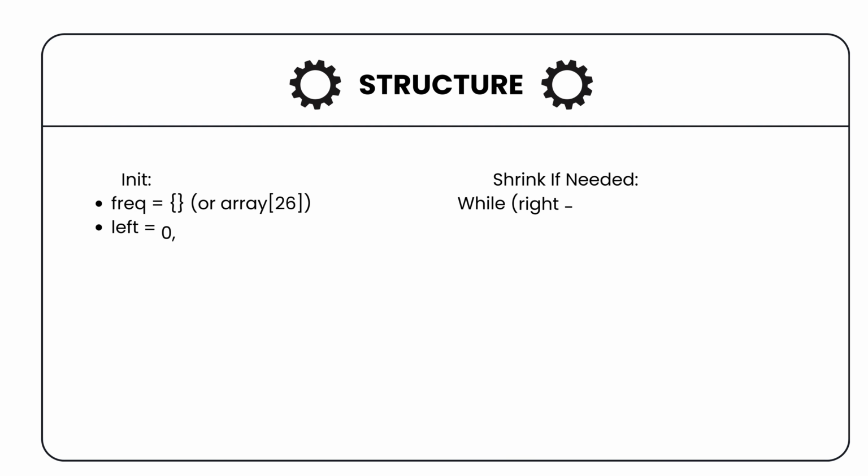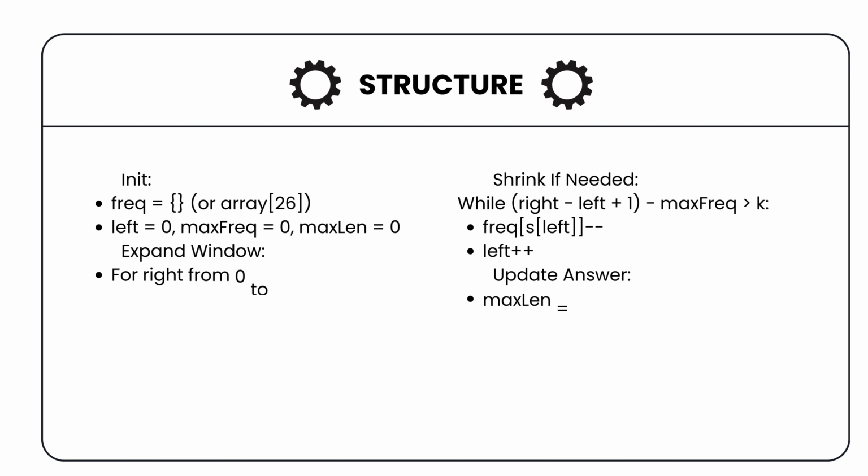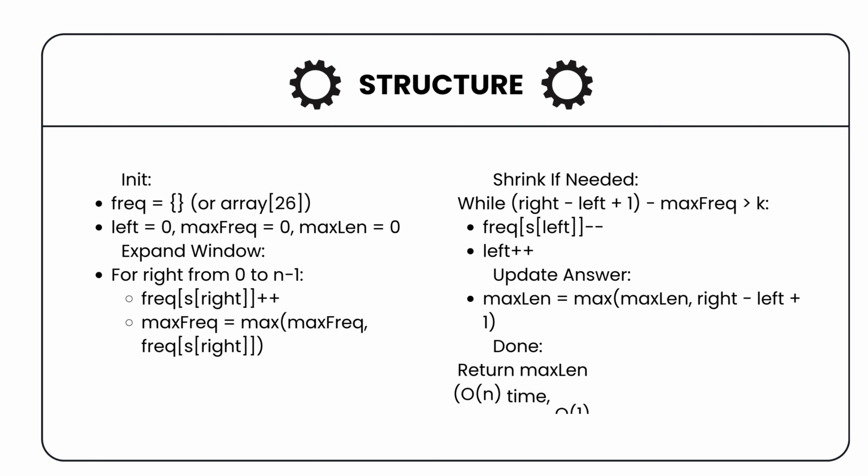Here's our game plan. Use a hash map or array to track the frequency of each character in the current window. Use two pointers, left and right, for the sliding window. For each step, expand the window by moving right. Update the count of the most frequent character in the window. If the window needs more than k replacements, shrink from the left. Track and update the maximum window length throughout. Return the max found.